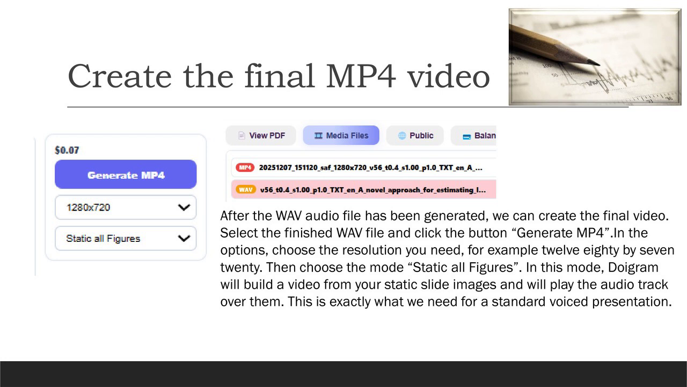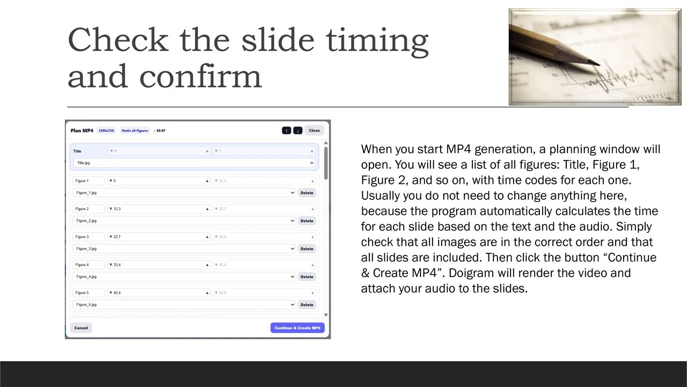After the WAV audio file has been generated, we can create the final video. Select the finished WAV file and click the button Generate MP4 in the options. Choose the resolution that you need, for example, 1280 by 720. Then choose the mode Static All Figures. In this mode, Doigram will build a video from your static slide images and will play the audio track over them. This is exactly what we need for a standard voice presentation.